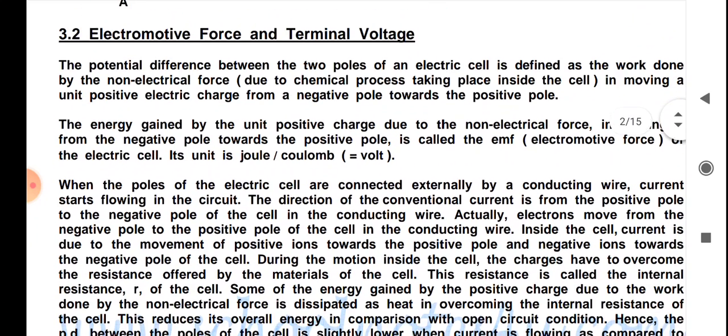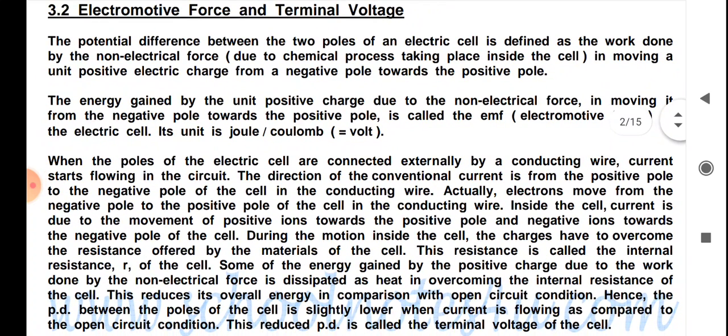Now we are going to go through the electromotive force and terminal voltage. The potential difference between the two poles of an electric cell is defined as the work done by the non-electric force, due to the chemical process taking place inside the cell, in moving a unit positive electric charge from the negative pole towards the positive pole. The energy gained by the unit positive charge due to the non-electrical force in moving it from the negative pole towards the positive pole is called the EMF, or electromotive force, of the electric cell. Its unit is joule per coulomb, which equals volt.